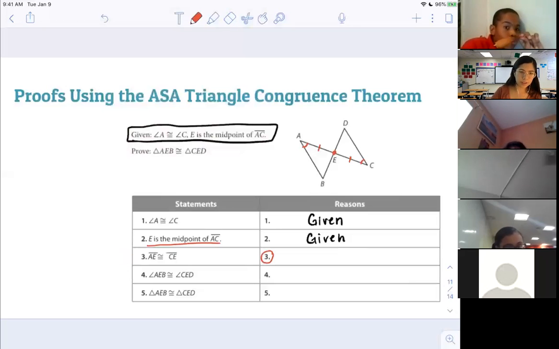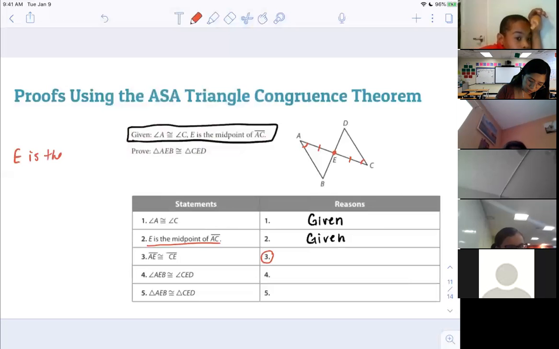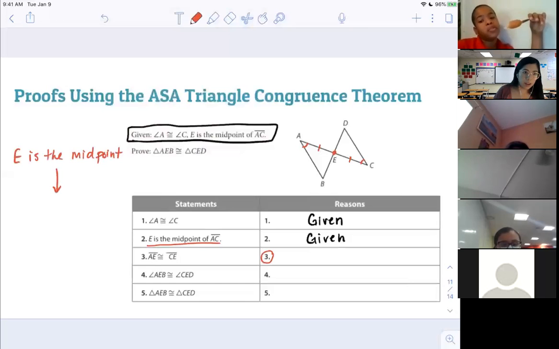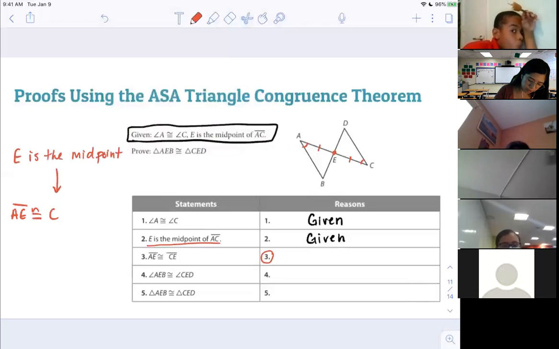Let me draw this out for you guys. You don't have to write this, but here's what you guys just told me. Is it the perpendicular bisector theorem? No, it doesn't say anything about perpendicular. But here, let me give you the order of events that just happened. It was given that E is the midpoint, right? They told us that. Then Tyrone and Daniel both told me that AE is congruent to CE. How did you guys know that?